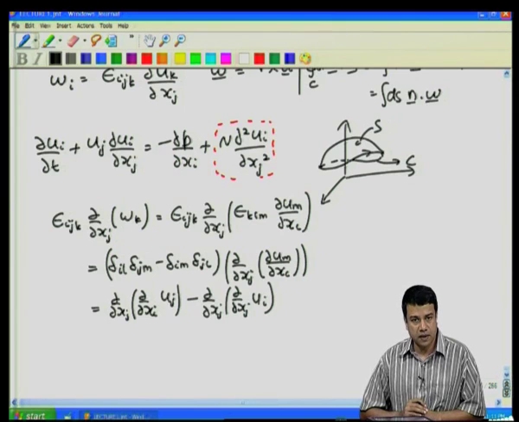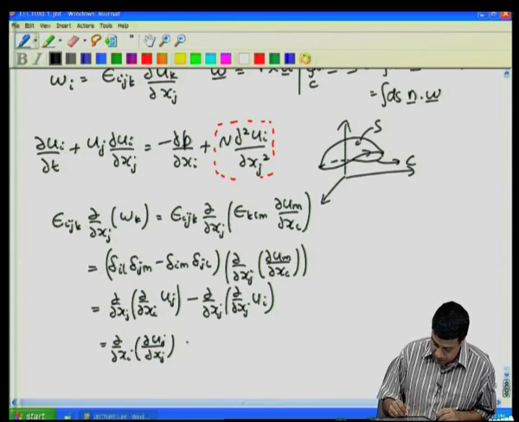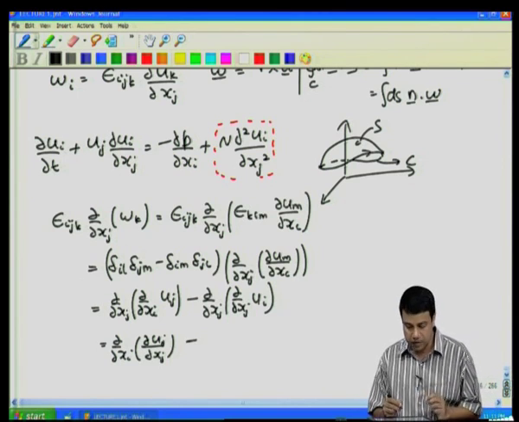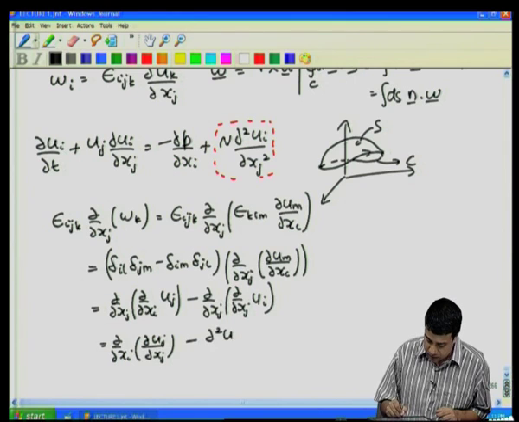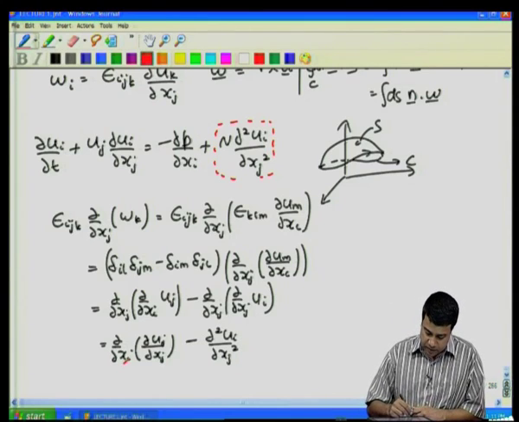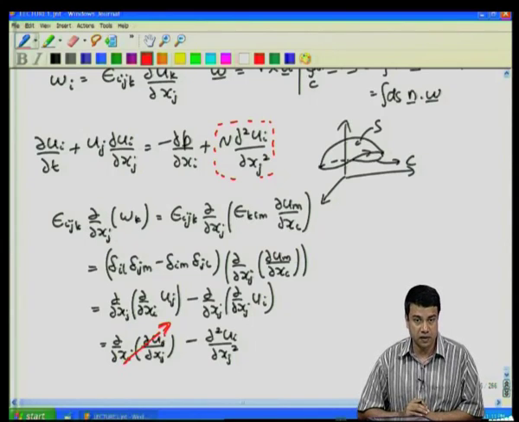In the first term, I can change the order of differentiation because the gradient vectors are independent vectors. So, this just becomes equal to partial by partial x_i of partial u_j by partial x_j minus, this is just the gradient dotted with the gradient, so this is just partial square u_i by partial x_j square. Okay. This first term is 0 because of the incompressibility condition.